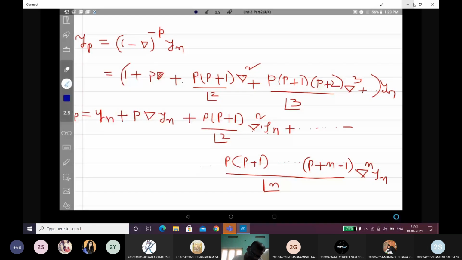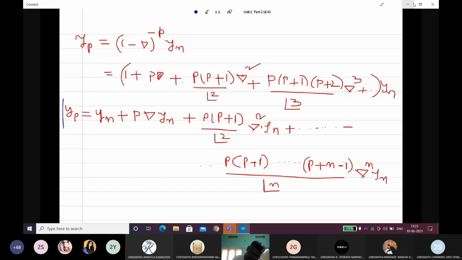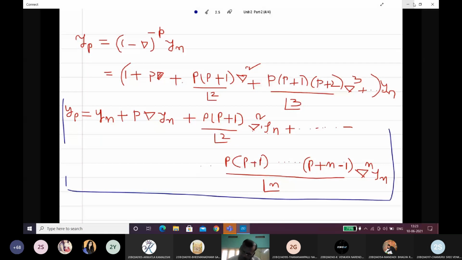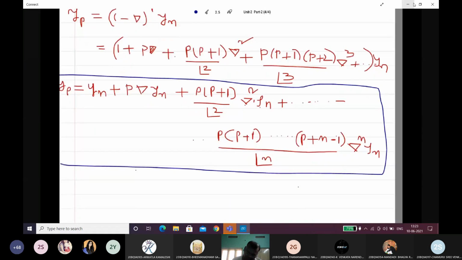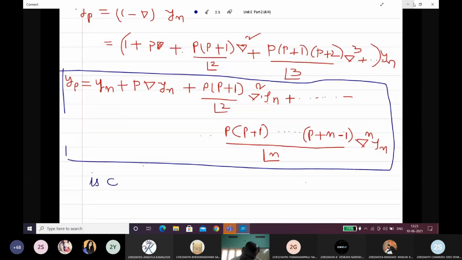This is called Newton's backward interpolation formula.